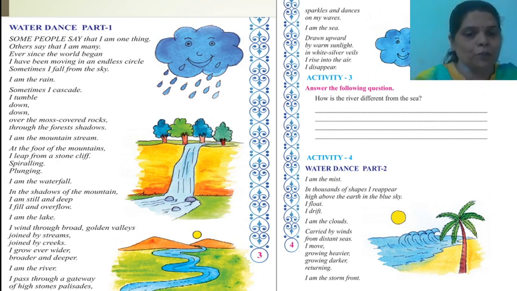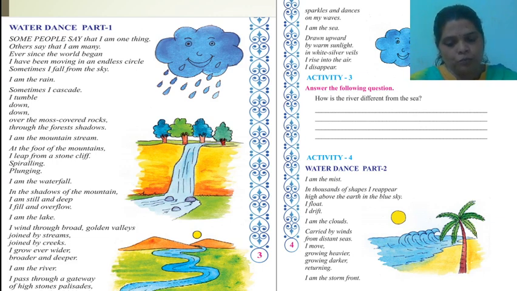मैं एक waterfall हूँ. In the shadows of the mountain की shadows में, दोनों mountain के बीच में, I am still and deep. मैं बहुत शांत हूँ. I fill and overflow. I am the lake. यहाँ पे देखो, इधर picture is here. In the shadows of the mountain, I am still and deep. I fill and overflow. I am the lake.